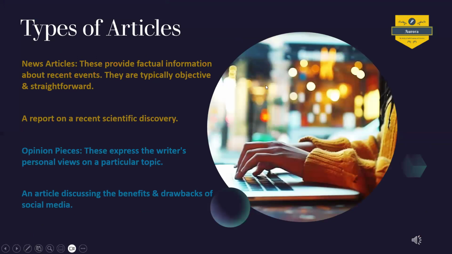Types of articles. Number 1. News articles. These provide factual information about recent events. They are typically objective and straightforward. For example, a report on a recent scientific discovery. Number 2. Opinion pieces. These express the writer's personal views on a particular topic. For example, an article discussing the benefits and drawbacks of social media.